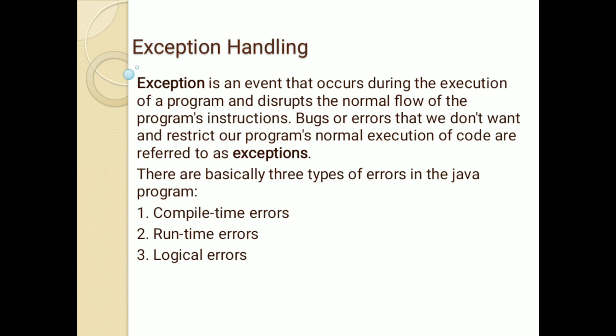So when there arises a situation to abnormally stop a program, that is considered an exception. Exceptions are the bugs or errors that we don't want to occur in our program, and that restrict our program from normal execution of the code. These kinds of situations are referred to as exceptions.